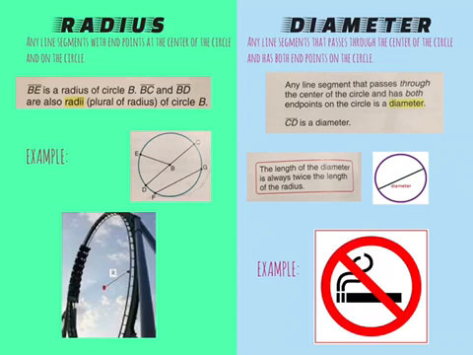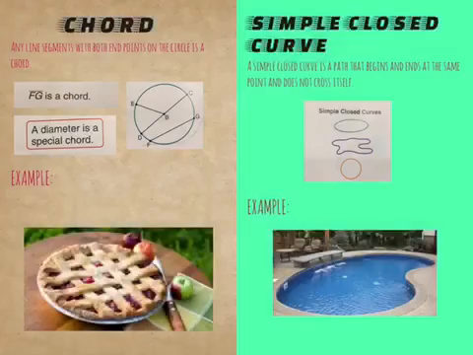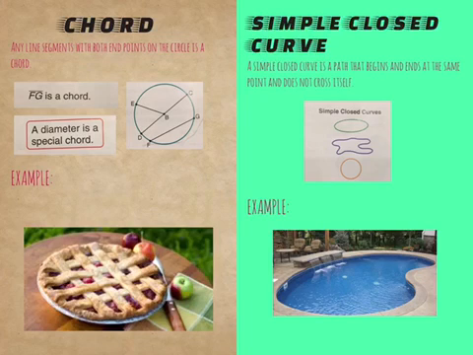Any line segment that passes through the center of a circle and has both endpoints on the circle is a diameter. CD is a diameter. The length of a diameter is always twice the length of a radius. Chord. Any line segment with both endpoints on the circle is a chord. A diameter is a special chord, but not all chords are diameters.